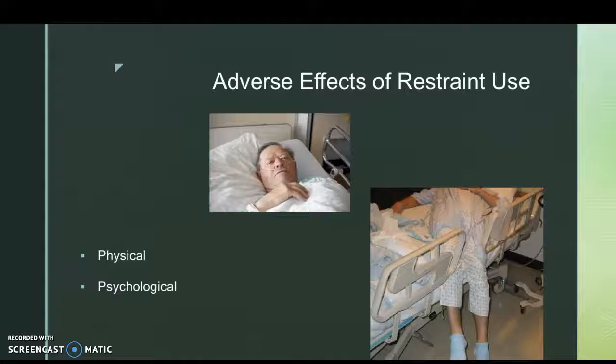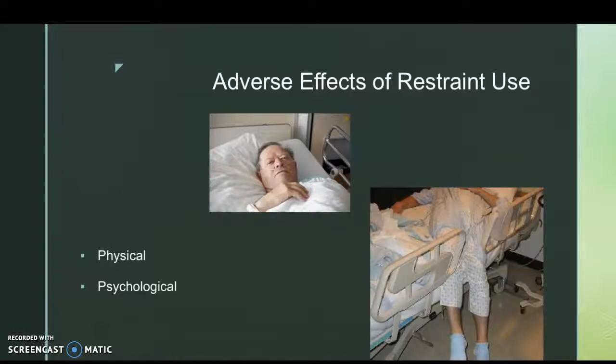Other ones that I would consider psychological may be agitation. So even if we have a patient who's agitated, who's trying to remove dressings or medical devices, just restraining them may actually worsen their behavior. Restraint use can also lead to loss of dignity, embarrassment, humiliation, loss of self-respect, reduced social contact. Usually they're isolated when they are restrained.